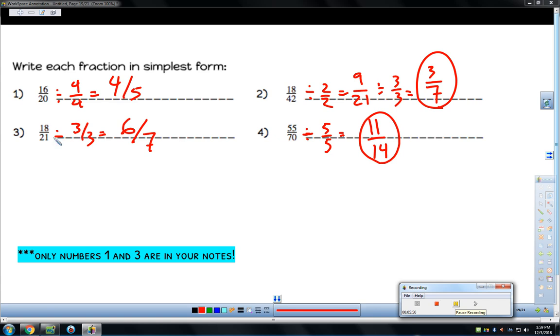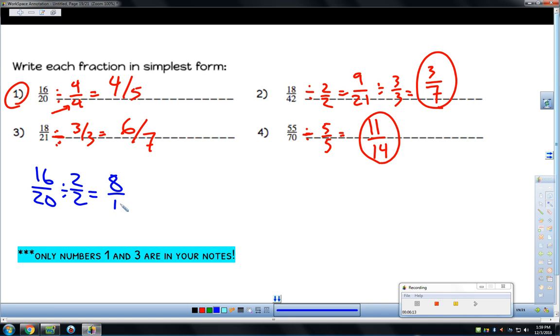On number 3, you'll notice that the greatest common factor is 3. So 18 divided by 3 is 6, and 21 divided by 3 is 7. On number 1, I immediately went to the greatest common factor of 4. You also could have recognized they're both even. That creates a little bit more work, but again, you end up in the same place.